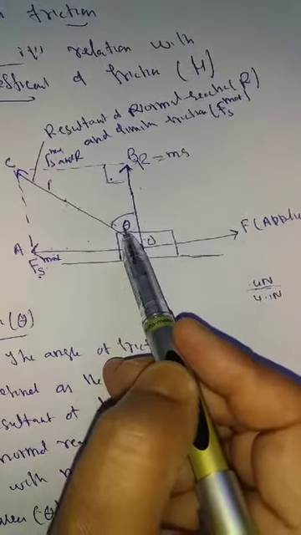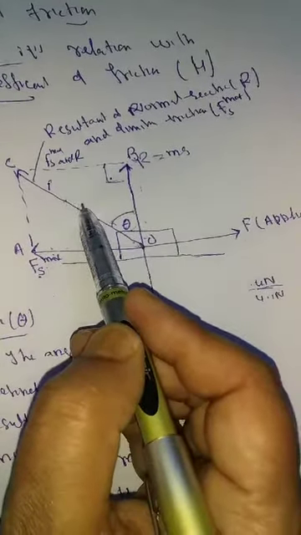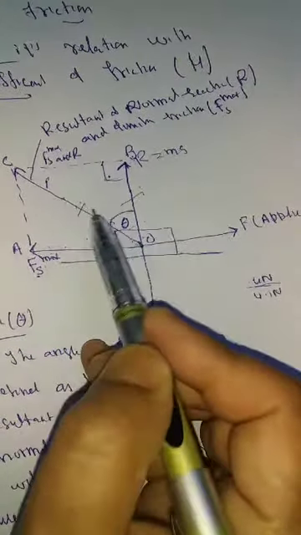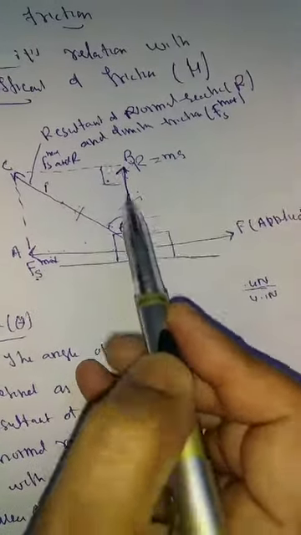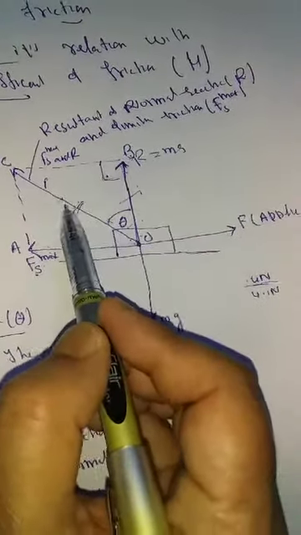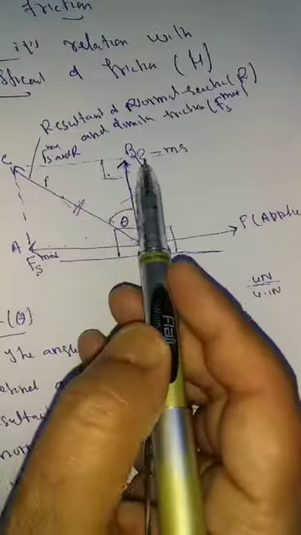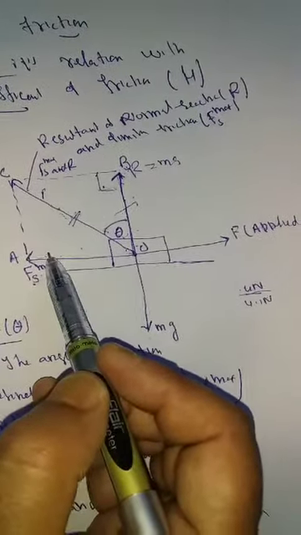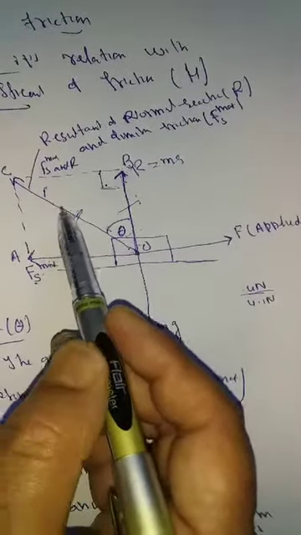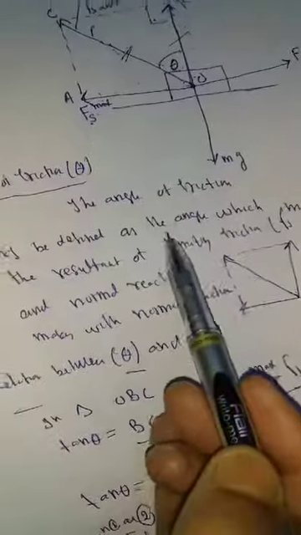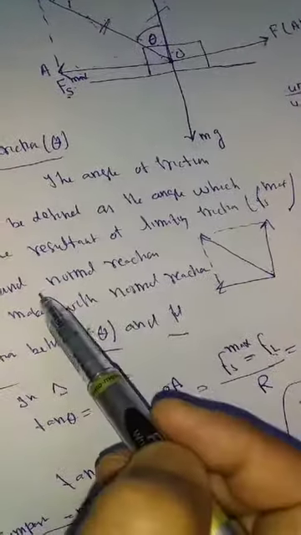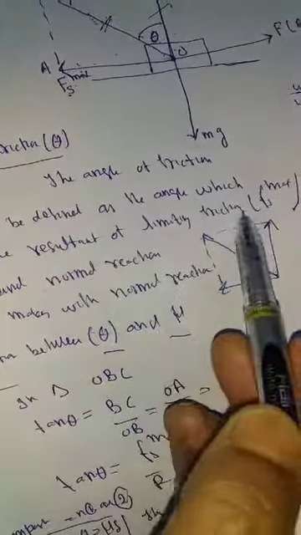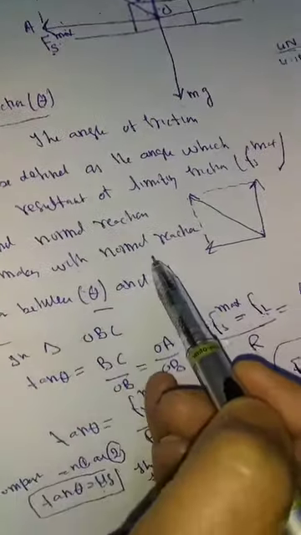Angle of friction is between which lines? It is the angle between this line and this line. This line is called the normal reaction. This is the resultant of the normal reaction and limiting friction, or the maximum value of static friction. So the angle of friction may be defined as the angle which the resultant of limiting friction and normal reaction makes with the normal reaction.